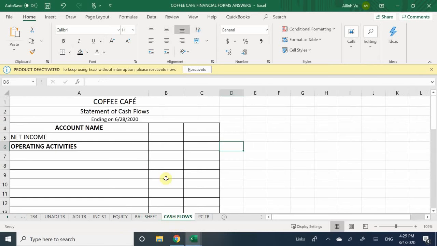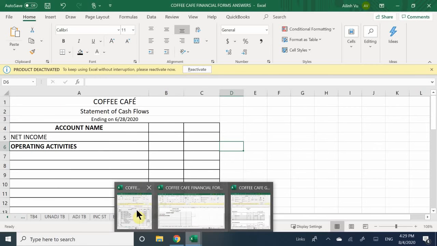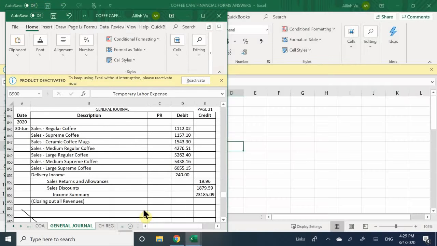Now I will talk about the cash flows after this. It's not super important right now, but I do want to proceed with the rest of the closing process. Once you've completed your financial statements, the next step is to close out all of your temporary accounts, which include all of your revenues and all of your expenses.